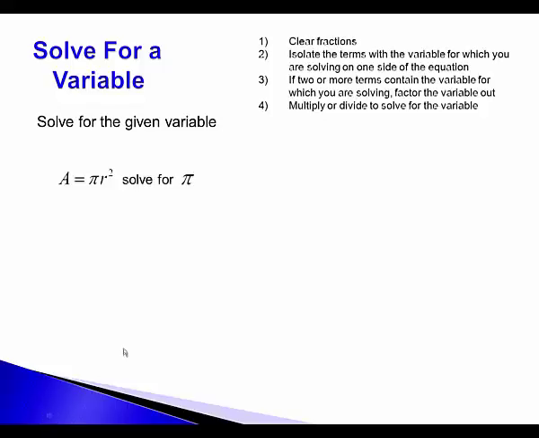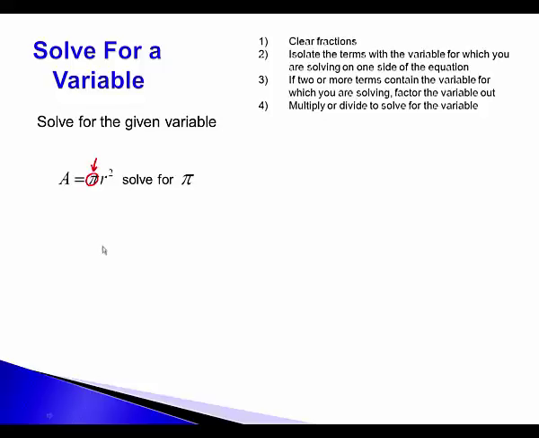So let's look. We want to solve for pi. So now I know that that's what I'm trying to solve for. So now we need to isolate everything that has a pi in it on one side of the equation. Well, there's only one pi. It's right there, so it's on the right-hand side of the equation, and that's fine. There are no other pi's, so step 3 is also done.